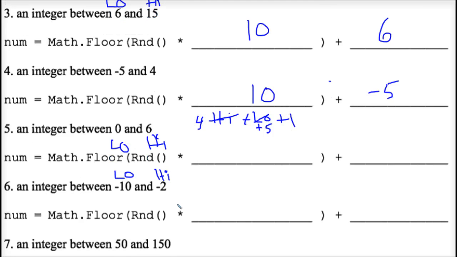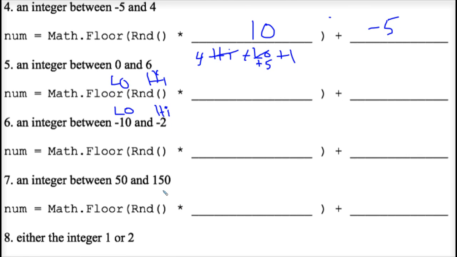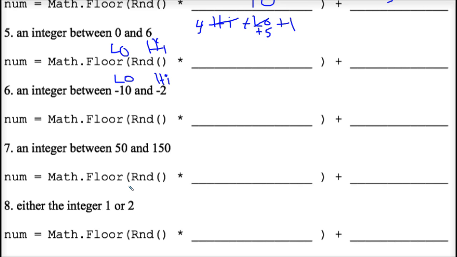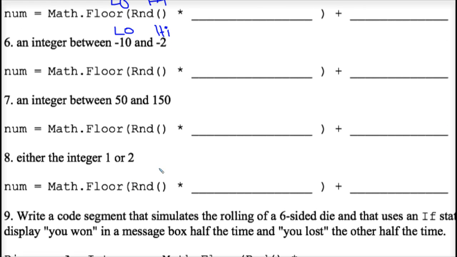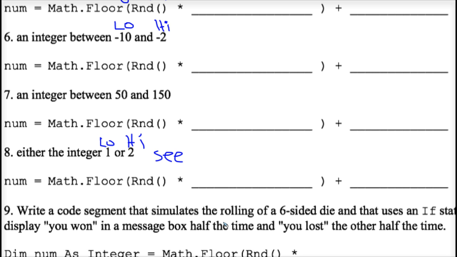Number 7. Obviously, 150 is high, 50 is low. Number 8. See my lecture notes. I think I explained that there, but by the way, 2 is high and low is 1. But see the lecture notes for more explanation. And number 9, I think the answer is right in the lecture notes. Good luck with number 9.